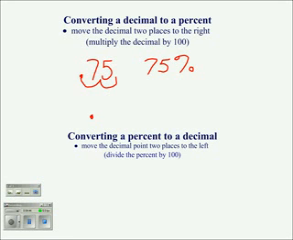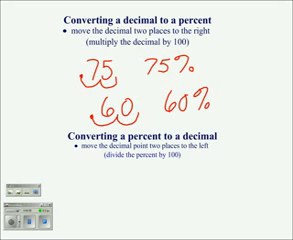Again, if we had 0.6 or 6/10 and we needed to move it 2 places to the right, 1, 2, we fill in the missing spot with a 0, and we get 60%. And that's the same as multiplying the decimal by 100.